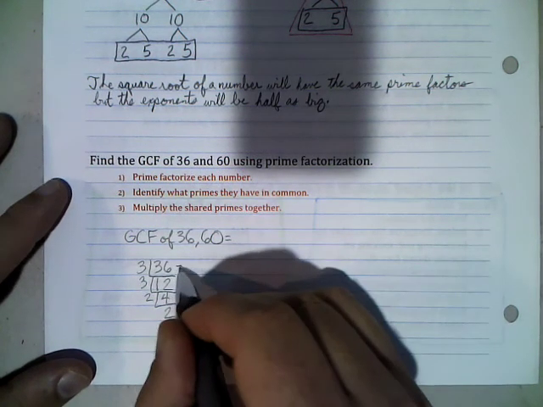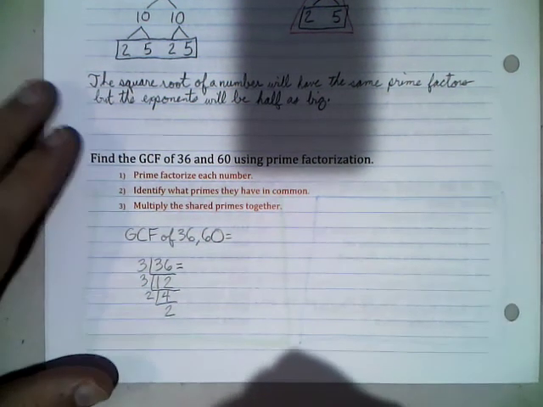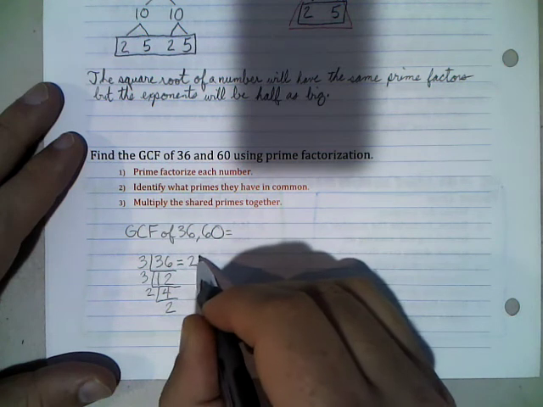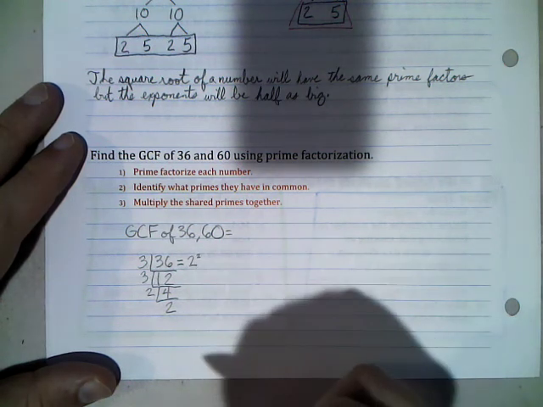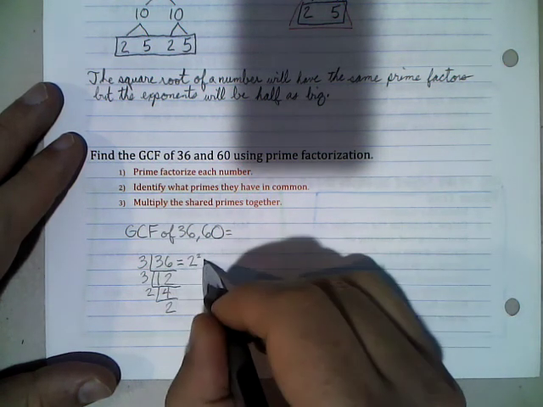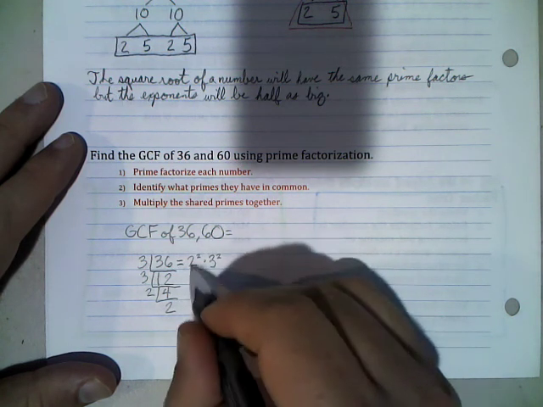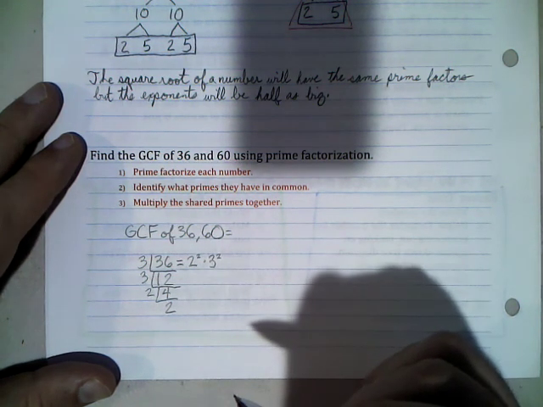So I'm going to write this. It's going to be more helpful to do this with exponents. So starting with my smallest prime, I have 2 to the power of 2, two 2's. Next smallest prime is 3, and we have 2 of them. So 2 squared times 3 squared is 36.